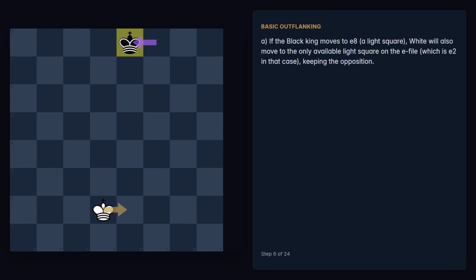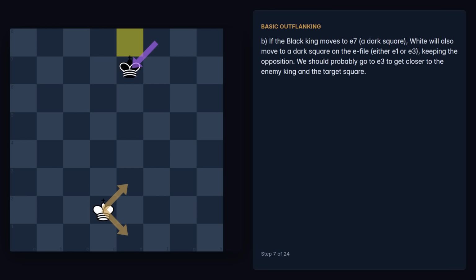A. If the black king moves to e8, a light square, white will also move to the only available light square on the e-file, which is e2 in that case, keeping the opposition. B. If the black king moves to e7, a dark square, white will also move to a dark square on the e-file, either e1 or e3, keeping the opposition. We should probably go to e3 to get closer to the enemy king and the target square.